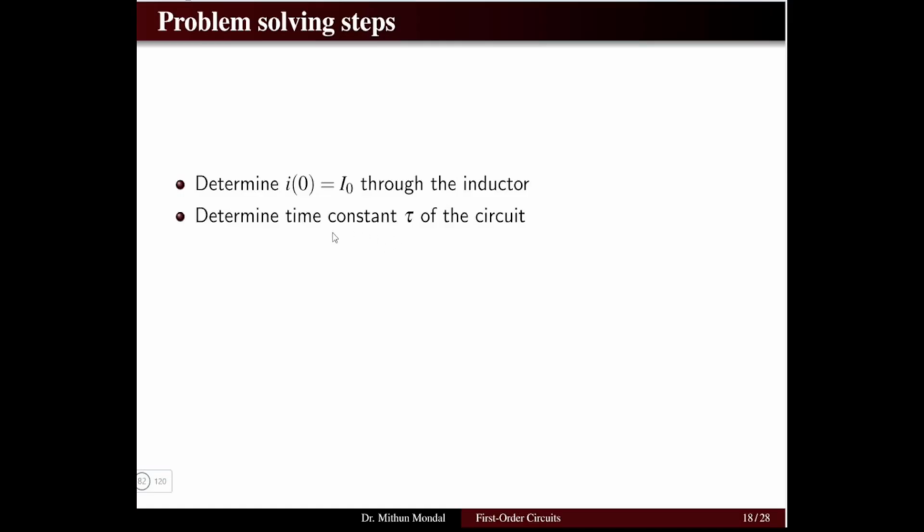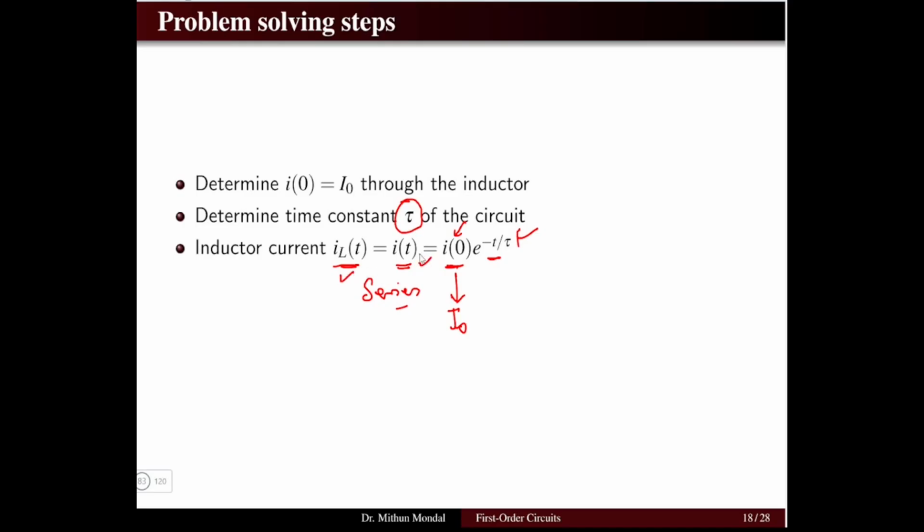Second step is that you determine the time constant tau of the circuit. You know that the time constant is equal to L by R of the circuit. Once you have determined the time constant, you can write the inductor current equation, which is the current flowing in the entire circuit, because you have a series circuit. So here you have I naught, the initial value of the current, e to the power minus t by tau. Your unknowns are tau, which you have to calculate, and I of 0. Then you will get the inductor current, or the current flowing in the circuit.